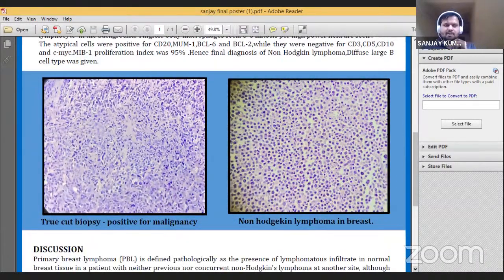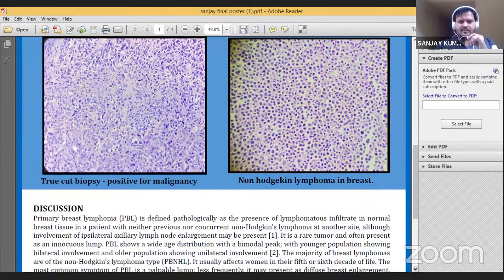In the true-cut biopsy, the report we were given was positive for malignancy, suggestive of IDC. But after MRM, what we got is non-Hodgkin lymphoma in the breast.